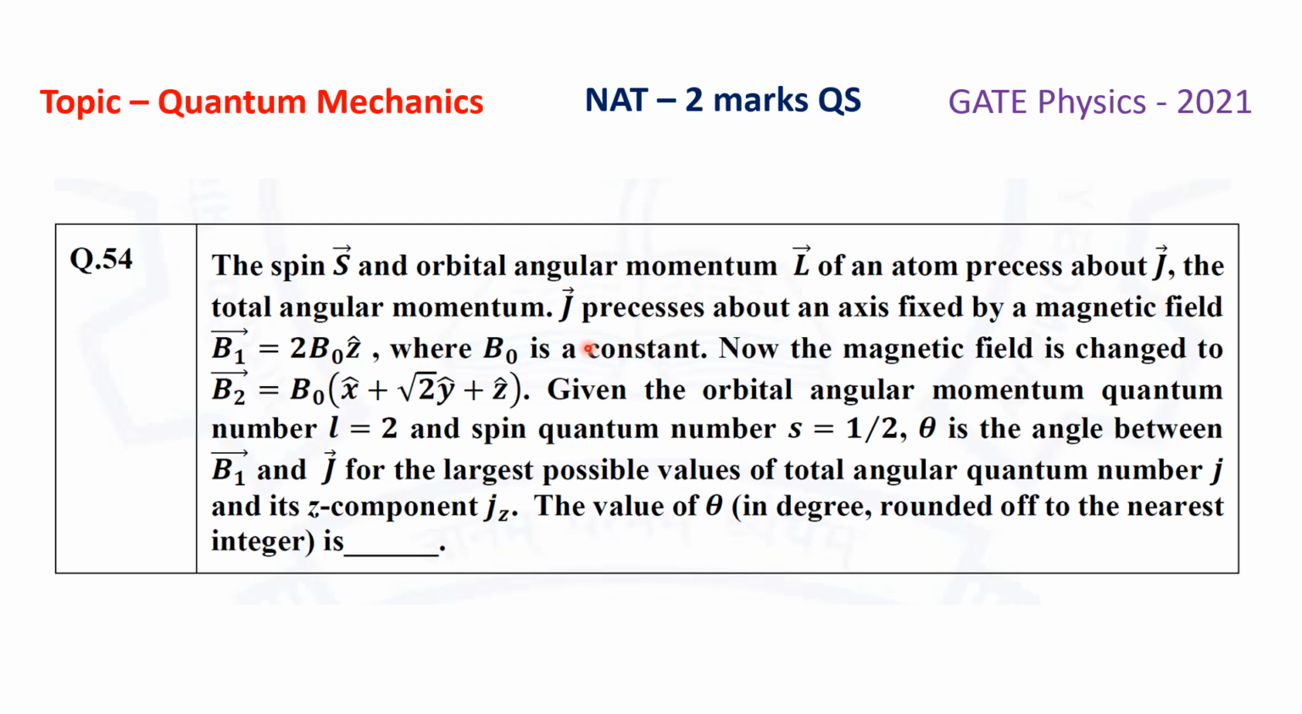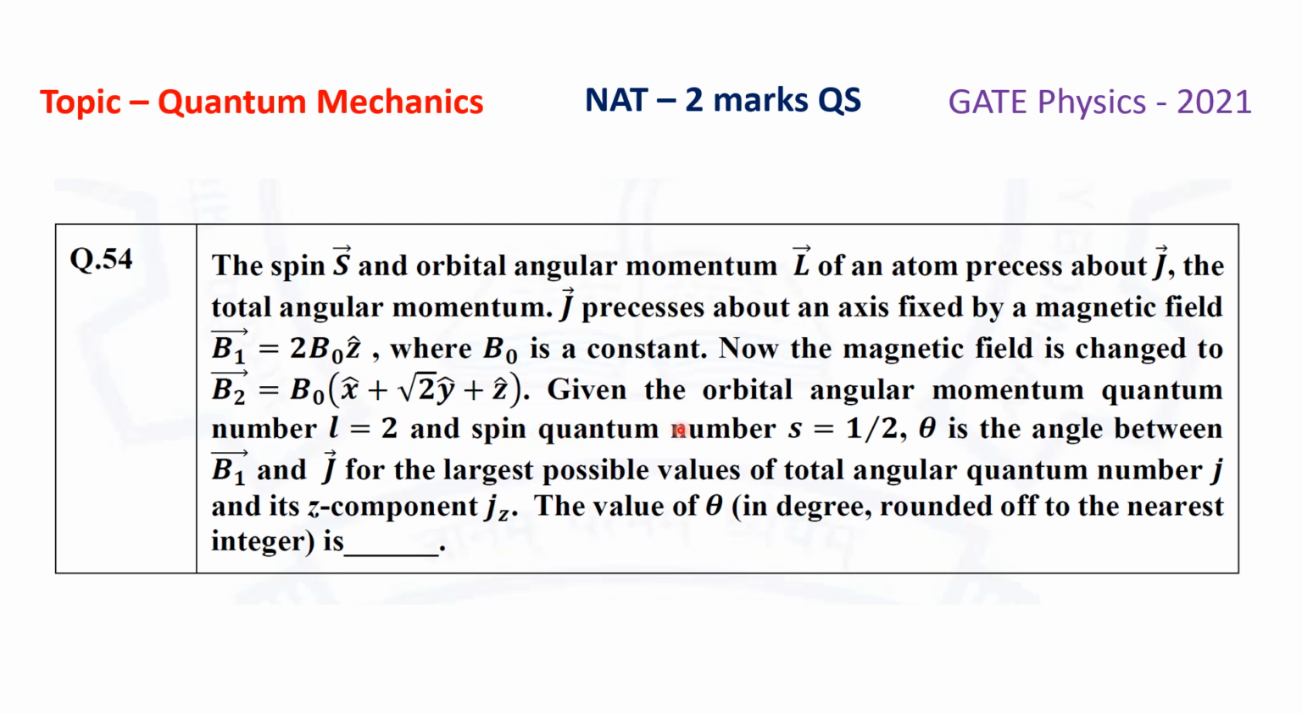Now, the total angular momentum vector, that is J vector, precesses about an axis fixed by a magnetic field B1 equals 2B0 along the z-cap direction, where B0 is a constant. Now, the magnetic field is changed to B2 vector, that is another magnetic field vector, equals B0 times x cap plus root 2 y cap plus z cap.